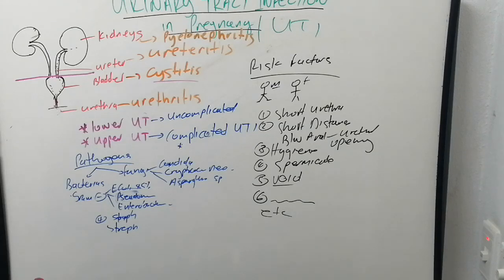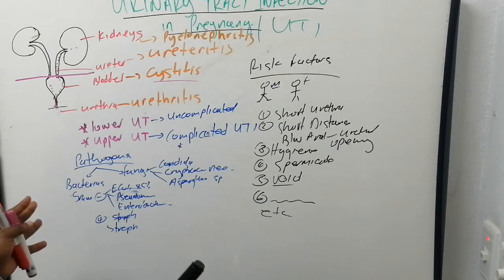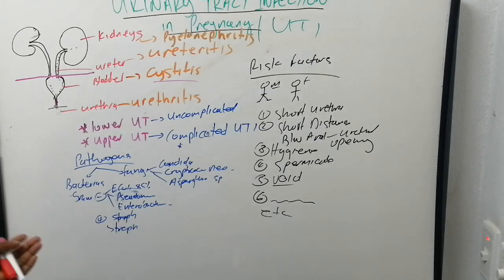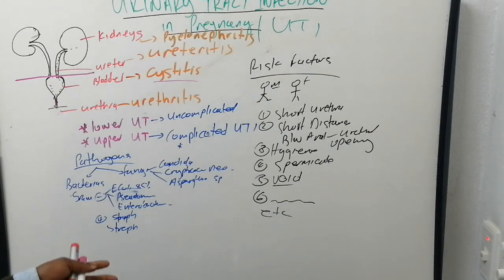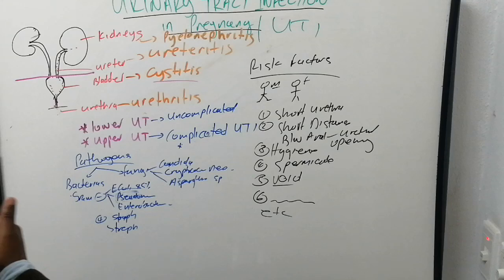If you've got 10 males, 2 males might be at risk of getting a UTI out of those 10. But in females, if you put 10, about 6 or 7 are going to get a UTI. So that's how it is. Now that we know what UTI is, how it happens, and the risk factors, let's talk about the management of UTI.